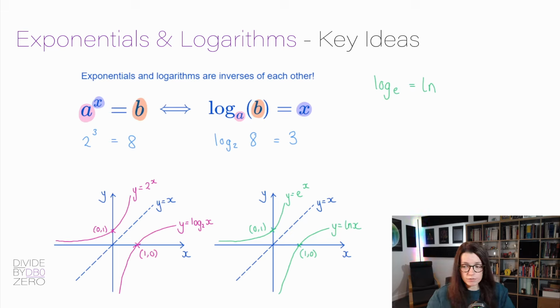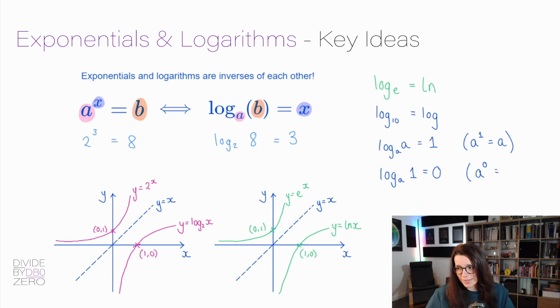Another one to be aware of is log base 10. If you've got a log base 10, you can just write that as log on its own. Something else to be aware of is that log base a of a is always equal to 1, and that's because anything to the power of 1 is just equal to itself. Similarly, log base anything of 1 is always 0, because anything to the power of 0 is 1.